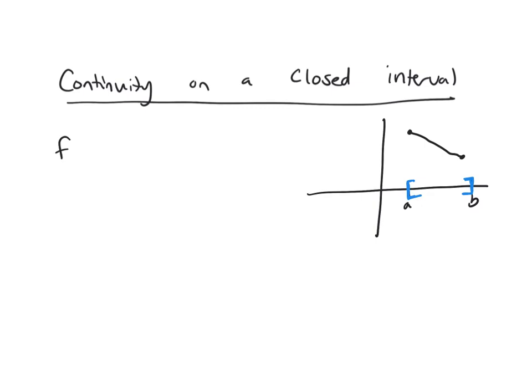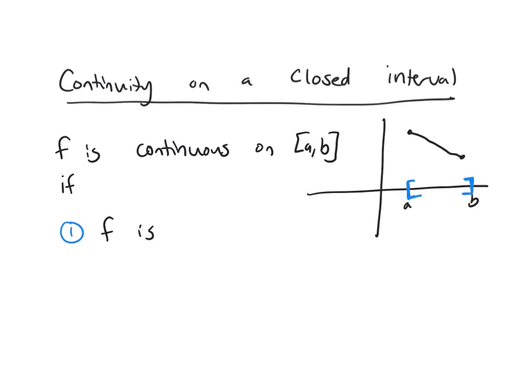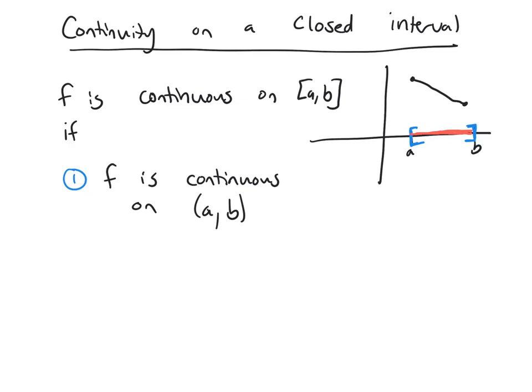And so I can say that f is continuous on this interval A to B if the following three things happen. So the first one, your function needs to be continuous inside of the interval. F is continuous on the interval A to B. So in the middle here, my function needs to be continuous. Now, the difference between an open interval and a closed interval is that I'm including these endpoints.